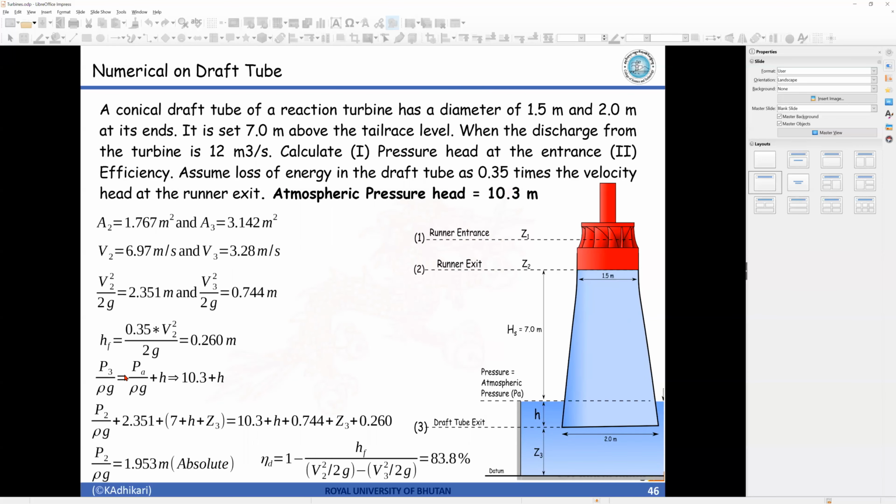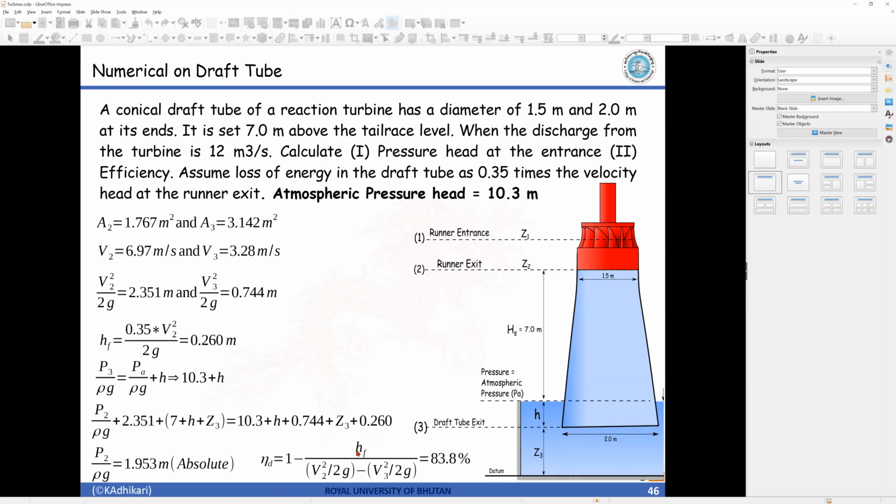Okay, now we have also derived in our previous slide that the pressure head at this point is equal to atmospheric pressure times this H. Right now we do not know H, so the pressure head we know is 10.3 plus H. And next, we apply Bernoulli's principle at exit and at level 2, and from here we can calculate the pressure head at this point, and we can simply calculate the efficiency by using the formula that is given in the previous slide.